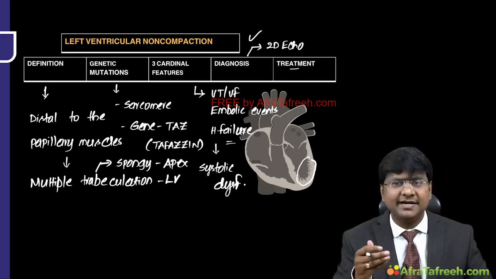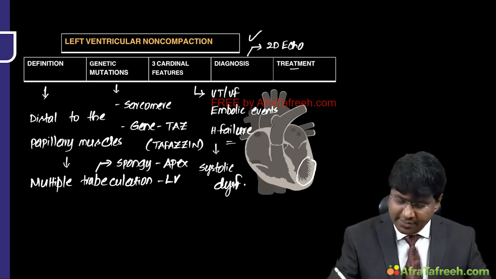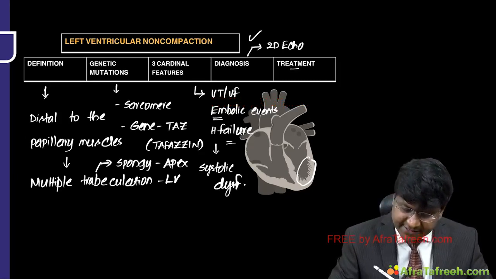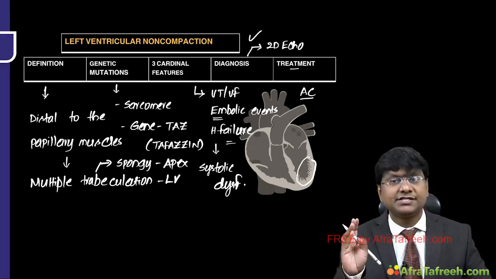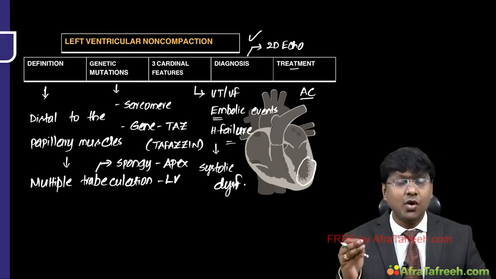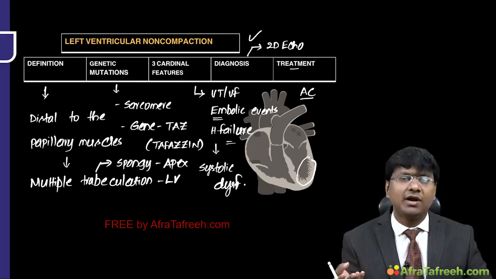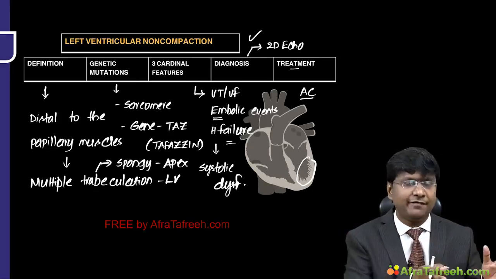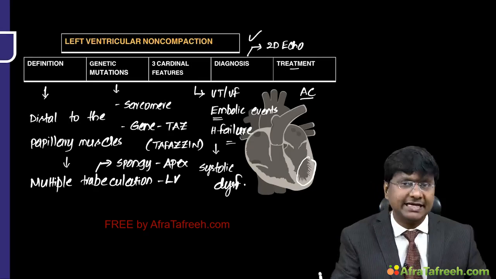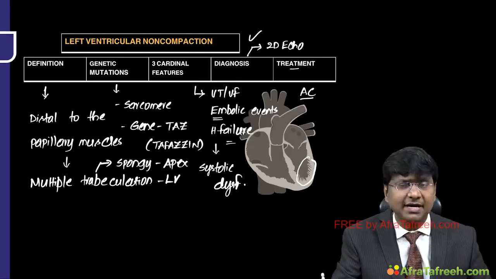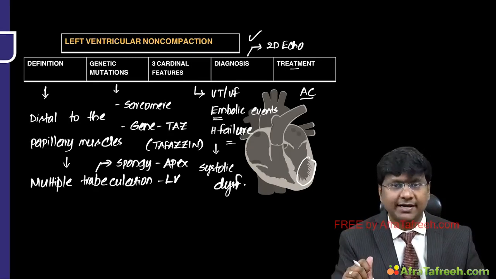Coming to the treatment, see, treatment is similar to that of heart failure, and these patients are at increased risk of embolic events. So that is the reason why anticoagulation in the form of low molecular weight heparin or the newer oral anticoagulants can be given. See, warfarin is one of the oral anticoagulants. The other newer oral anticoagulants are dabigatran, apixaban, edoxaban, rivaroxaban. So these are the other newer oral anticoagulants.